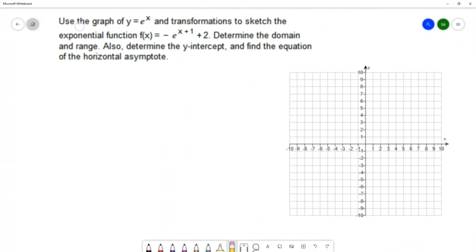On this question, we want to use the graph of y equals e to the x and the transformations to sketch the exponential function f of x equals negative e to the x plus 1 plus 2. Determine the domain and range, and also determine the y-intercept, and find the equation of the horizontal asymptote. The first thing we're going to start off with is sketching the graph of this basic function y equals e to the x.